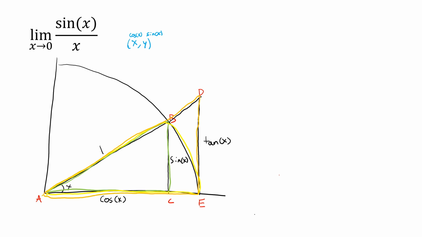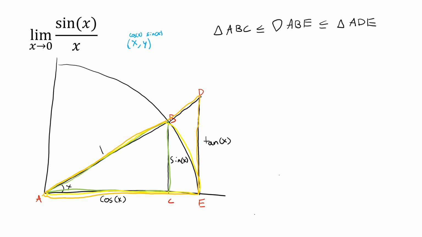So what you notice here is that essentially the area of triangle ABC can be less than or equal to the area of sector ABE, and that can be less than or equal to triangle ADE. So now for all of the triangle ABC, sector ABE, and triangle ADE, we can just substitute these for our areas of all of these.